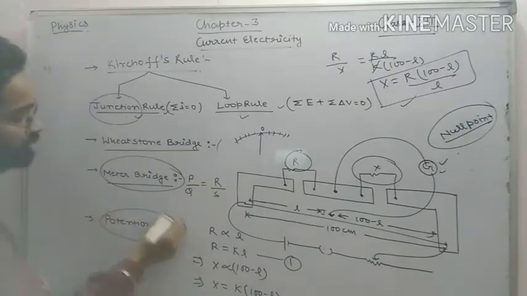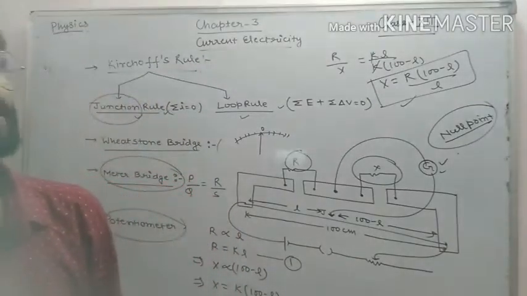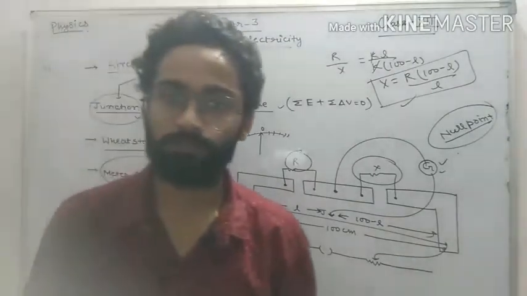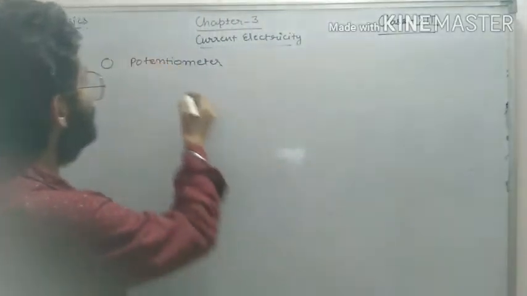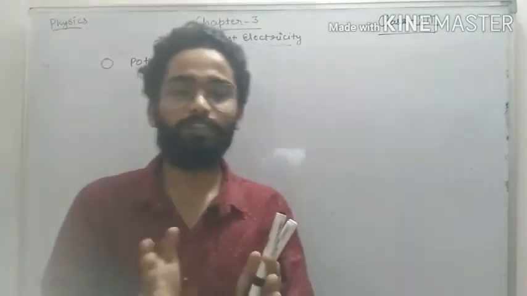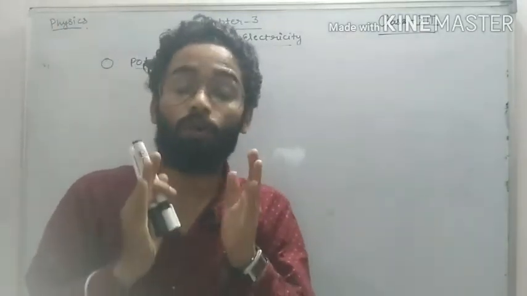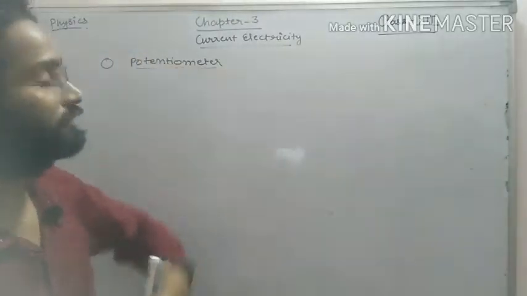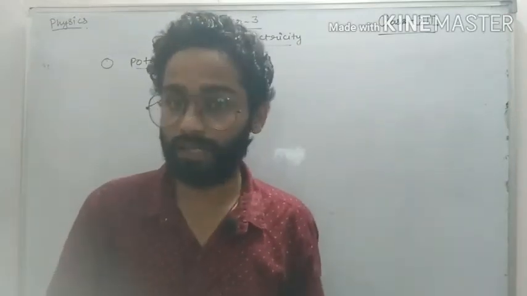The next topic is the potentiometer. Potentiometer is a device which is used to find the EMF of a cell when no current is drawn from it. Remember, this one is very important. Now we are going to study the potentiometer. Potentiometer is a device which is used to find the EMF of a given primary cell without drawing any current from the cell.